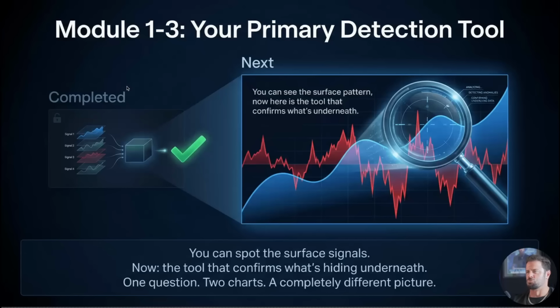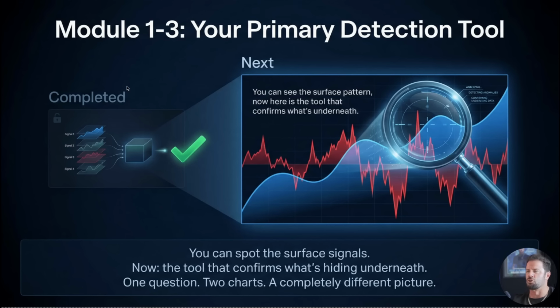Welcome to module 1.3 of section 1 on warehousing risk. In this section, we've learned already to see the surface signals that are going to tell us, hey, we really need to look at something. And this is our first section where we're going to dive into one of the most powerful, easiest ways to identify warehouse risk.